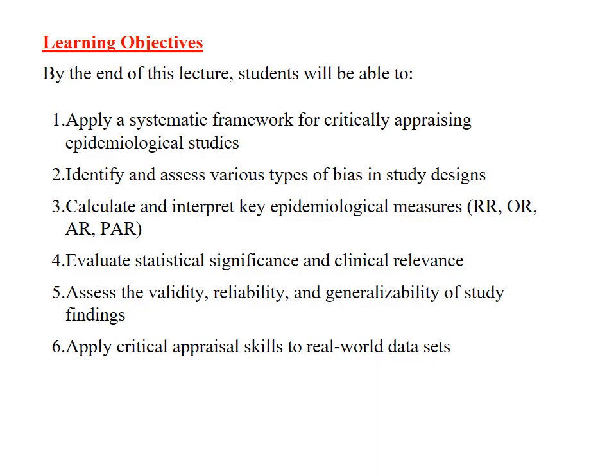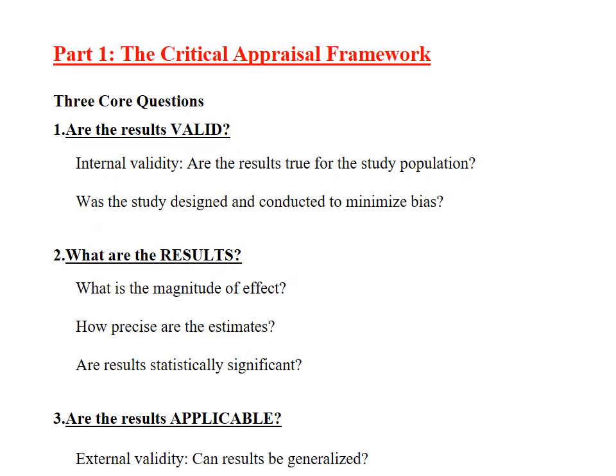The learning objectives of this lecture are, number one, apply a systematic framework for critically appraising epidemiological studies; identify and assess various types of bias in the study designs. We will discuss bias in detail. Calculate and interpret key epidemiological measures, in which we will discuss how to calculate and measure RR, OR, AR, PR. We will discuss all these further. Evaluate statistical significance and clinical relevance. Assess the validity, reliability, and generalizability of study findings. Apply critical appraisal skills to real-world datasets.